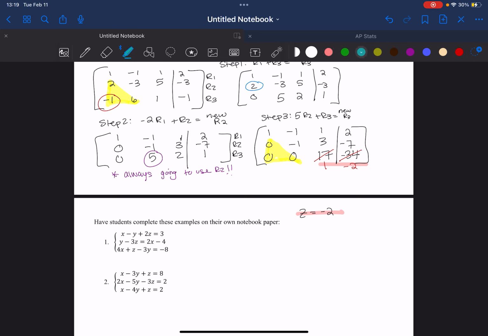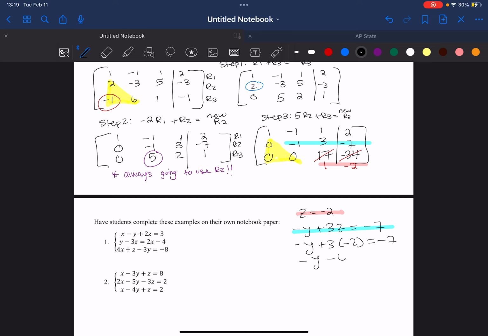Then looking at my next one right here, this tells me that negative Y plus 3Z is equal to negative 7. Well, I know that Z is negative 2, so negative Y plus 3 times negative 2 is equal to negative 7. Negative Y minus 6 equals negative 7. Negative Y is equal to negative 1 because I add the 6 over. Y is equal to 1.